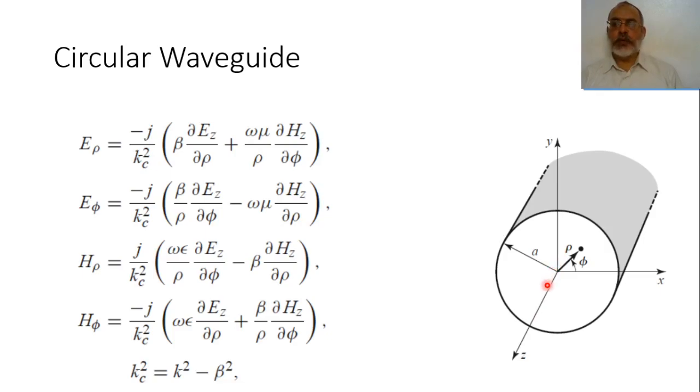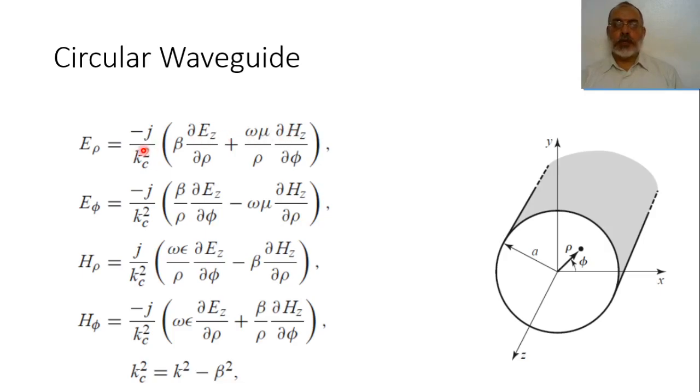In the case of circular waveguide, the transverse field components are E rho, E phi, H rho, and H phi. In a similar way to the rectangular waveguide, we can represent the transverse field components in terms of the longitudinal field components. The longitudinal field components are Ez and Hz.